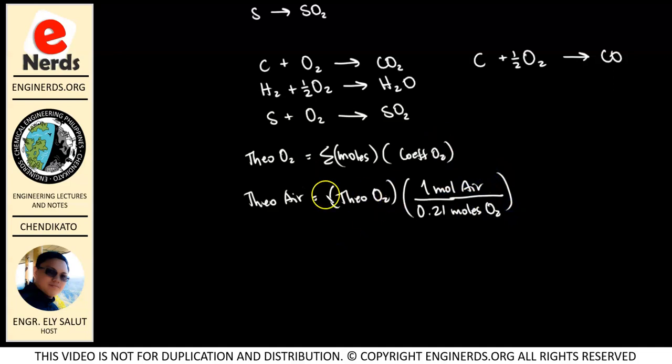Okay? So, yung theoretical O2 natin is in moles. Now, para natin nakuha tong 0.21 moles ng O2, because in 1 mole of air, we have 0.21 moles ng O2 and we have 0.79 moles ng nitrogen. Okay, so using this, we will be able to get the number of moles ng air that we need to supply in order to produce itong kailangan nating oxygen for complete combustion.